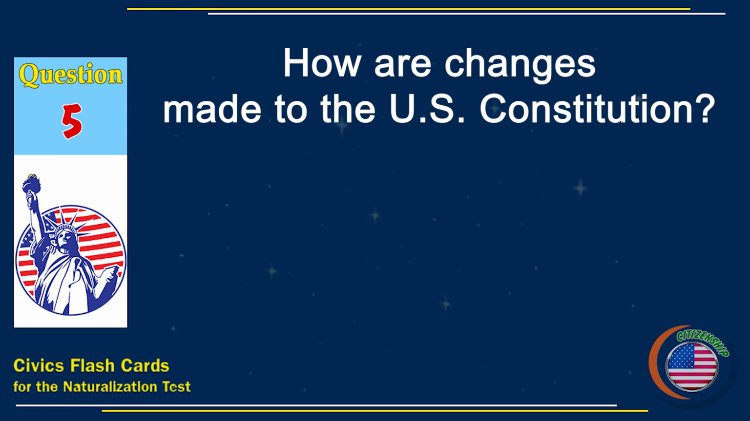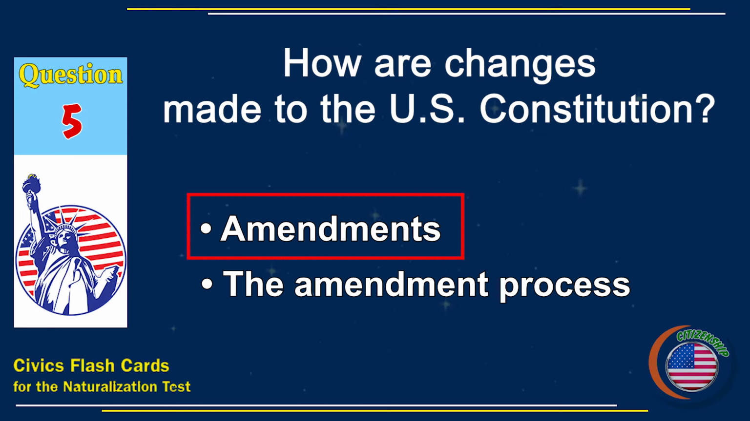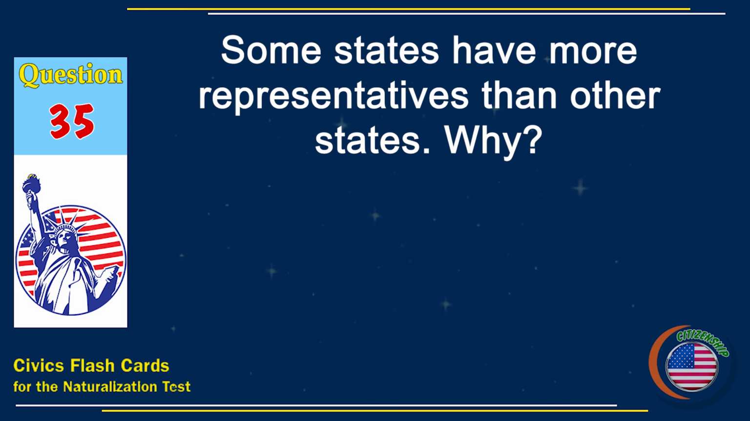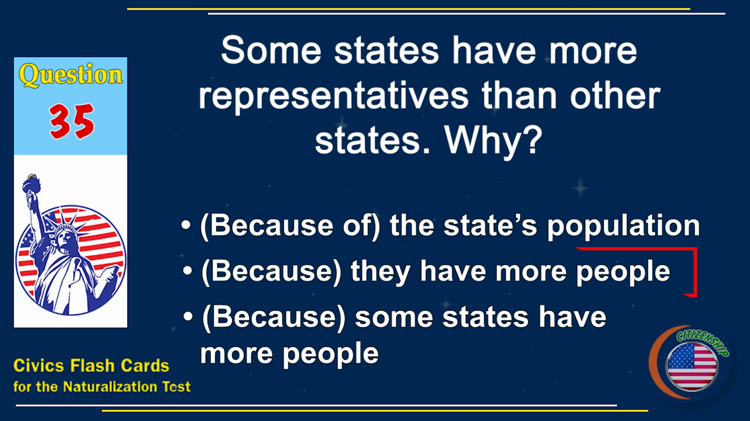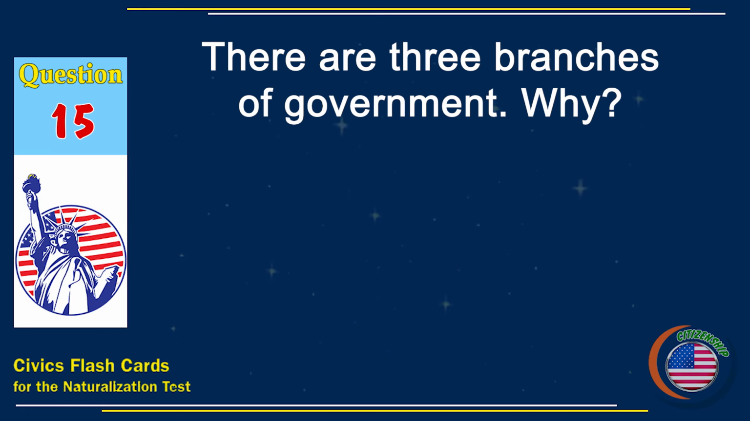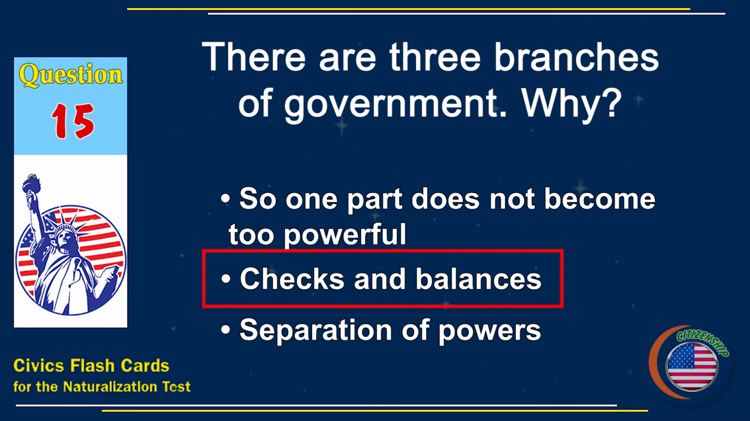How are changes made to the U.S. Constitution? Amendments. Some states have more representatives than other states. Why? Because they have more people. There are 3 branches of government. Why? Checks and balances.